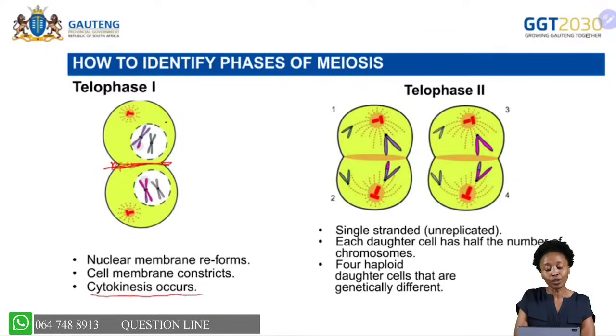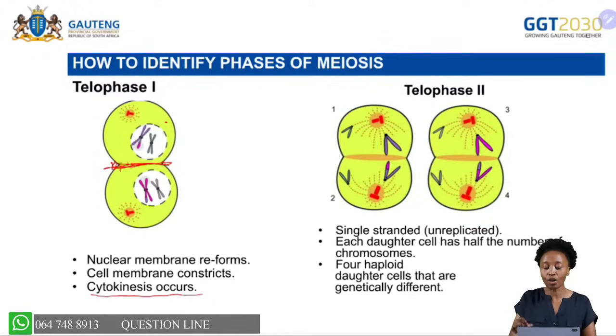So these are the two cells. Then we'll continue with meiosis 2, what we saw when we started, because the phases are next to each other, so that we make it easier for you to see the differences between meiosis 1 and meiosis 2.